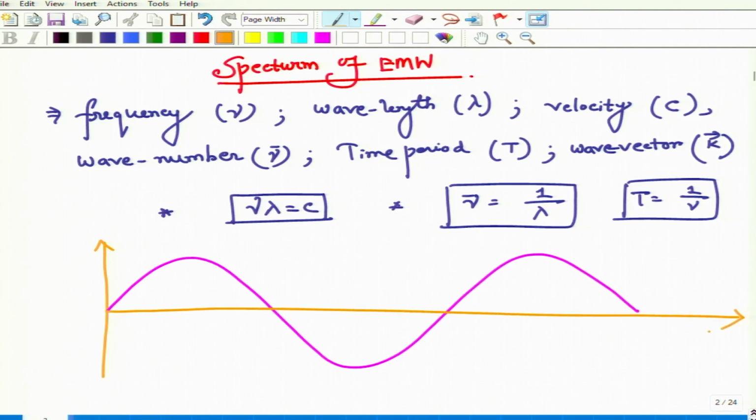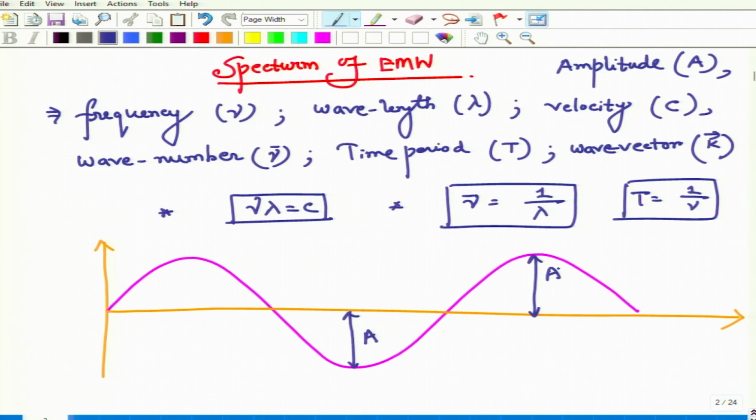This is a wave, right? So if this is a wave, then one more thing is the amplitude, which is generally denoted by A. These are the important things. Let me define, this is the amplitude for any wave.